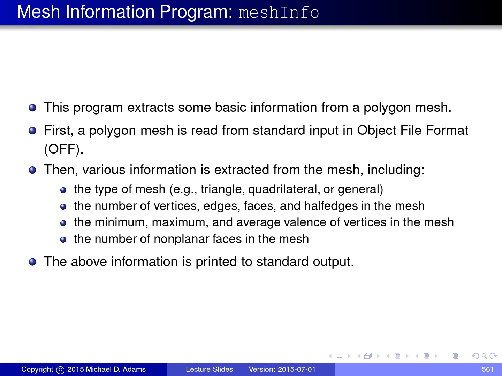Another simple example of a program utilizing the CGAL library is the meshInfo program. This program extracts and prints some basic information about a polygon mesh. So the program begins by reading from standard input a polygon mesh in OFF format, in other words, object file format. Then various information is extracted from the mesh, including the type of mesh, in other words, the type of faces in the mesh, whether it's a triangle mesh or quadrilateral mesh or some other scenario. The number of vertices, edges, faces, and half edges in the mesh, the minimum, maximum, and average valence of vertices in the mesh, and the number of non-planar faces in the mesh. And all of the above information is printed to standard output.